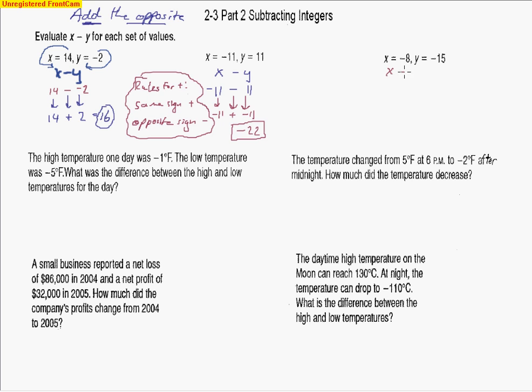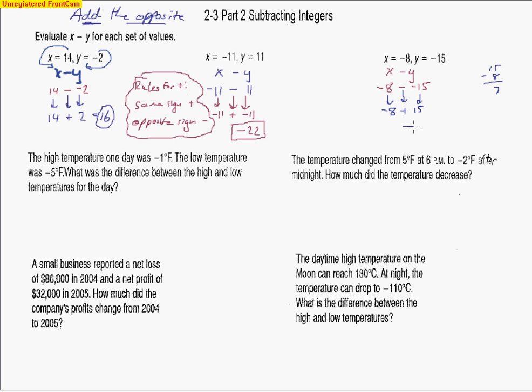So in this next one, let's go ahead and substitute. We have negative 8 minus negative 15. Let's go ahead and change it to an addition problem. So negative 8 will stay the same. Subtraction to addition, next number changes to its opposite. So now we have opposite signs here, so here's where we subtract. We do 15 minus 8, and that gives us 7.